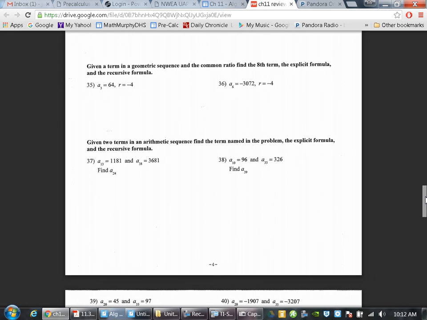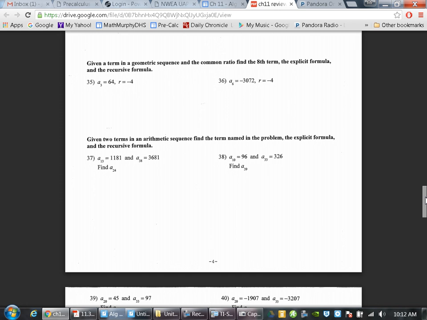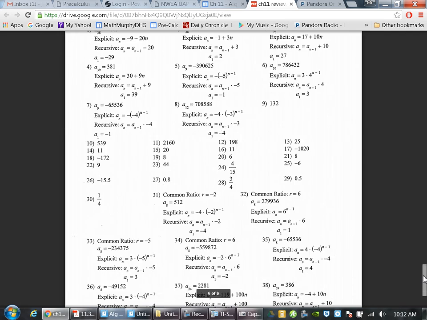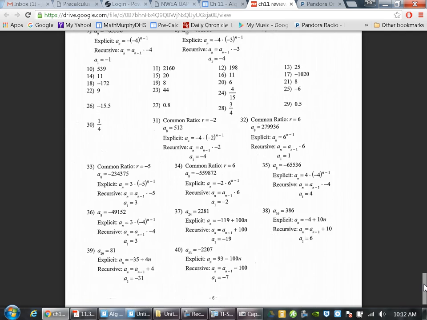Given 2 terms, well, you can do 2 terms in the arithmetic sequence, you know how to do that, that's your system of equations. When it talks about what's called the explicit formula, that's your write the rule, your a sub n, that's all that means. And then the recursive one, it's different. We just call it explicit and recursive when we start talking about it, instead of just writing the rule for the nth term. And then at the very bottom, I have all the answers on here too.